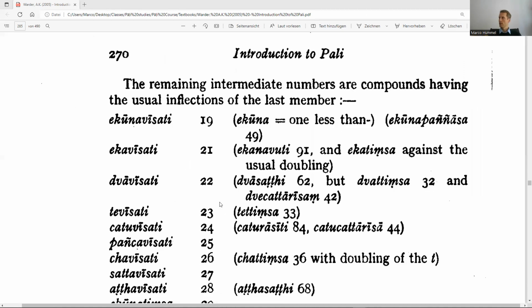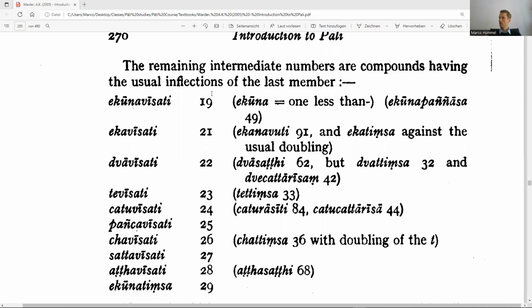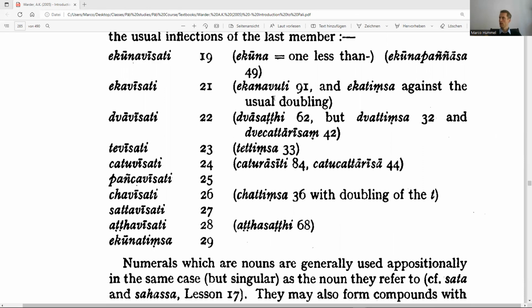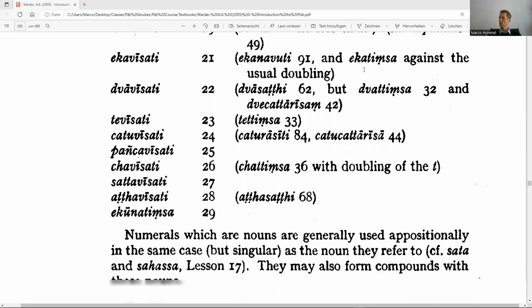The remaining intermediate numbers are compounds having the usual inflection of the last member. Ekūnavīsati, 19. Ekūna means one less than, so one less than 20, which is 19. Ekūnapaññāsa, one less than 50, that is to say 49. Ekavīsati, 21. Ekanavuti, 91. And ekatiṃsa, against the usual doubling, is 31. Dvāvīsati, 22. Dvāsaṭṭhi, 62.